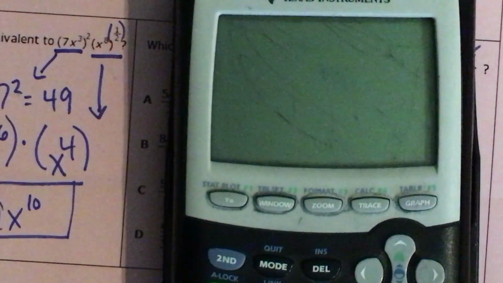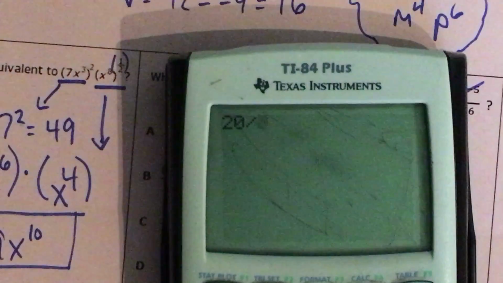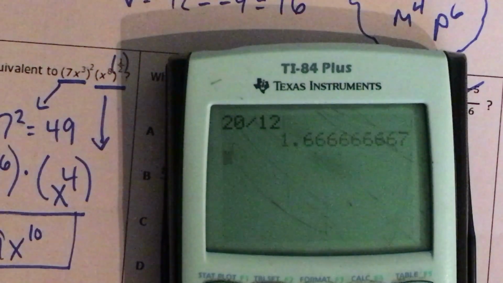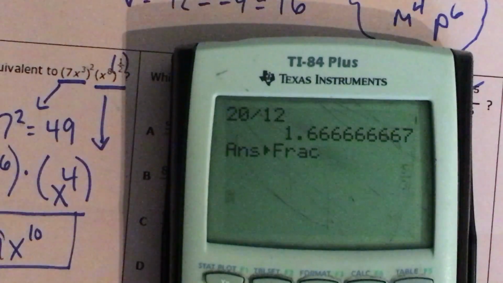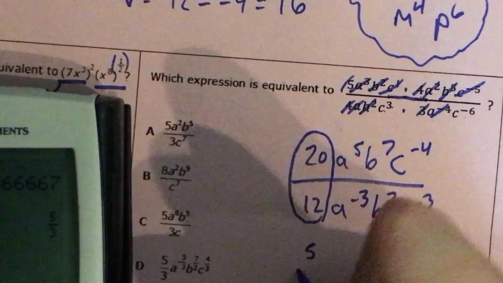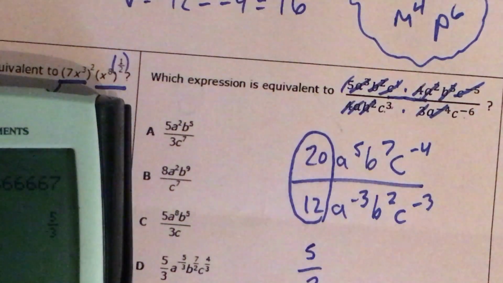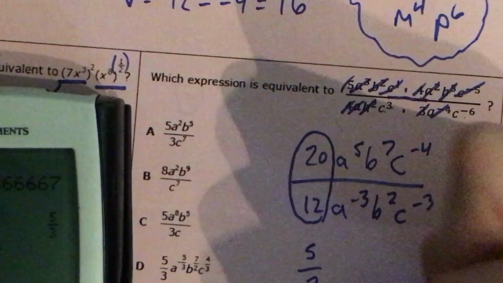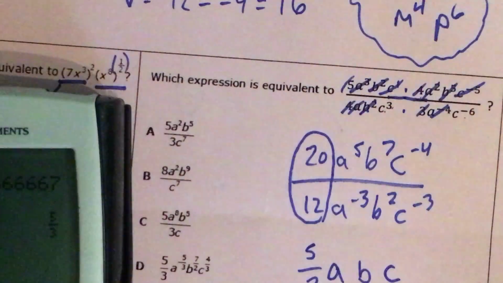Okay, so second clear, 20 divided by 12. If I hit enter, it gives me an ugly decimal. I hit math, change to a fraction, and I get 5/3. Some of us are going to remember how to do that without a calculator, but if you're rusty on that, the calculator is the way to go. So I have 5/3 for A, B, and C.